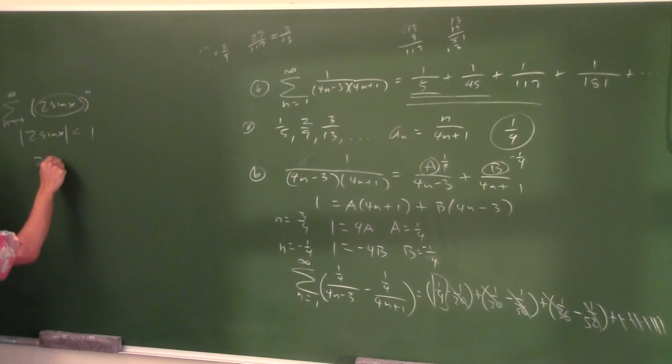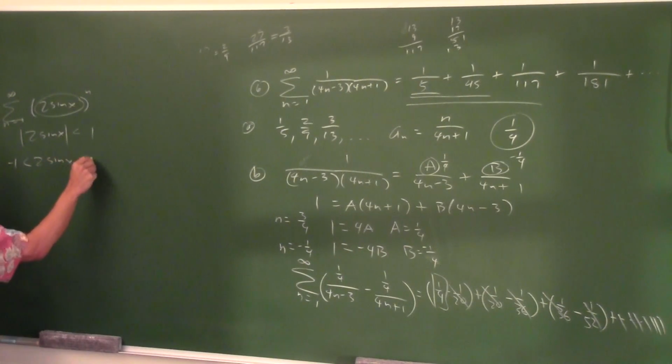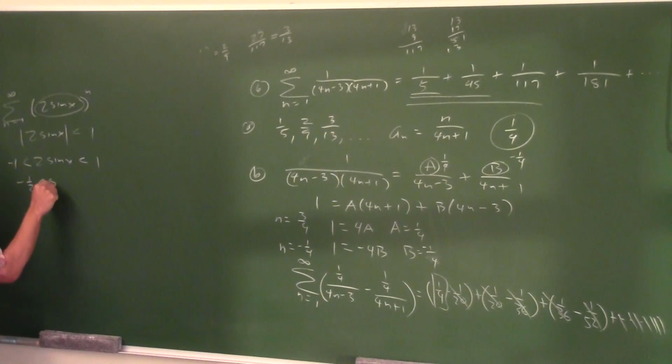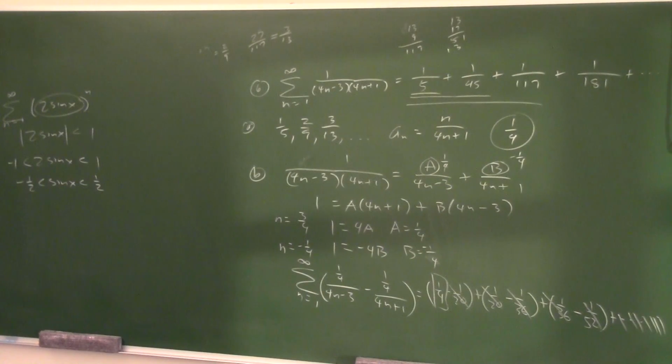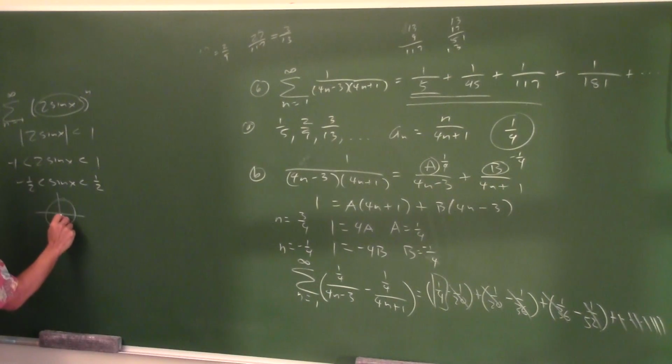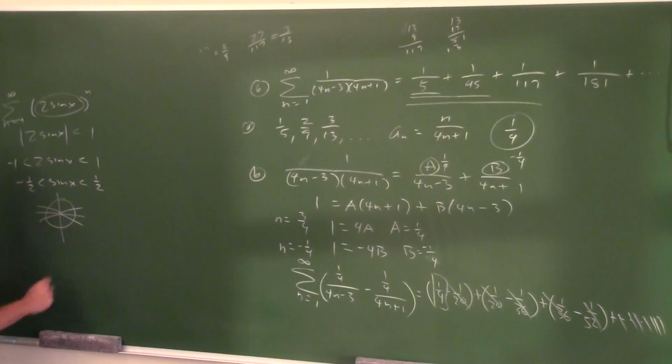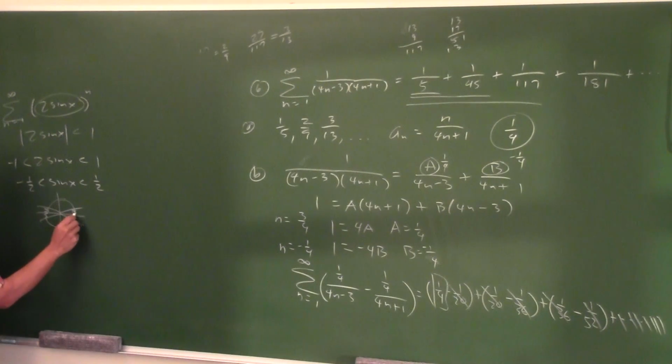And so what does that mean? 2 sine x, divided by 2, is between negative 1 and 1. So when is sine x between negative half and half? Well, these are numbers you're supposed to know for sine, right? The pi over 6 family. And where is sine in between there? Well, that would be here and here.